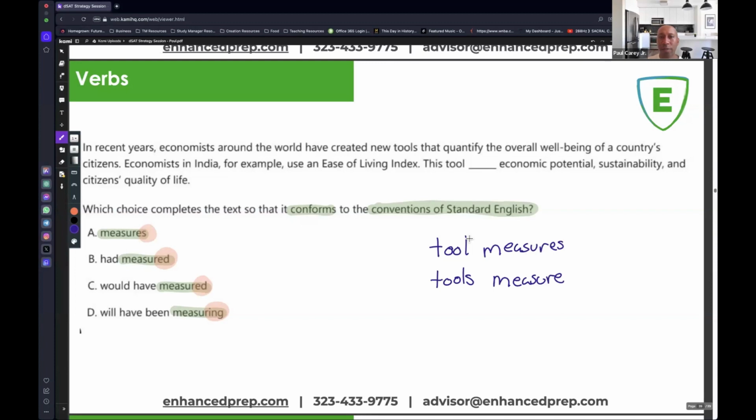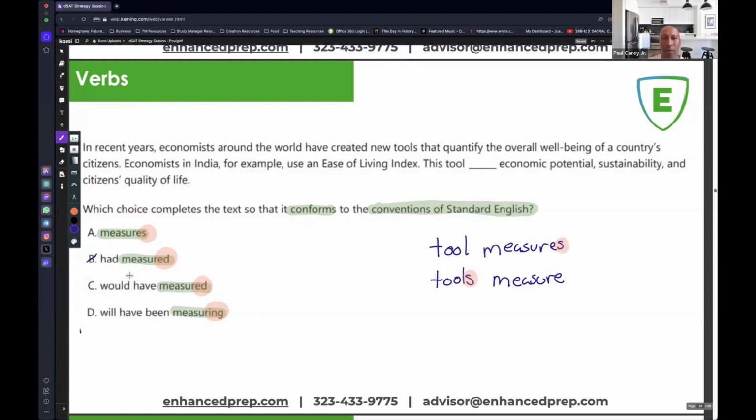Cool. So just make sure that you're thinking about the ending portion for both. So "tool measures" and "tools measure," right? In this case, are we thinking about a past, a present, a future, or what? This tool measures economic potential, sustainability, and the citizens' quality of life. Well, when we're talking about this whole portion, it's not just something that happened in the past. It's something that continues to go on. So we know that doesn't work.